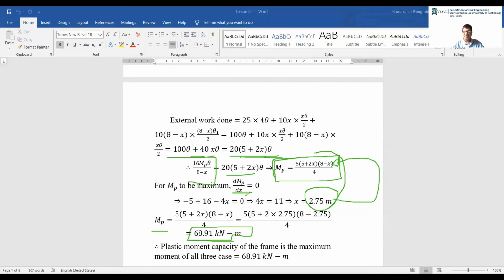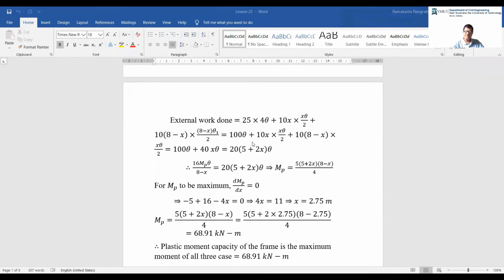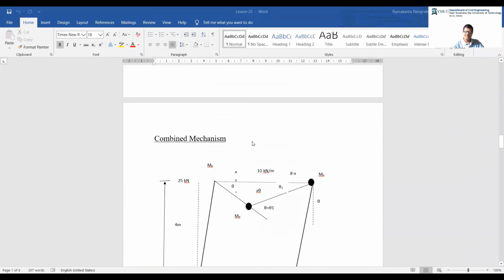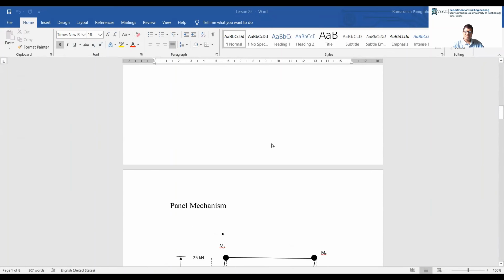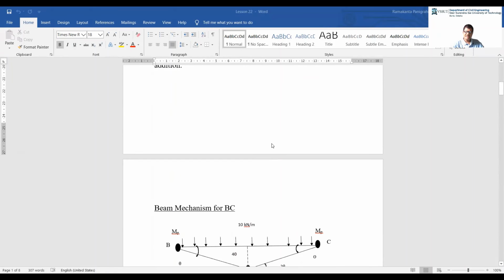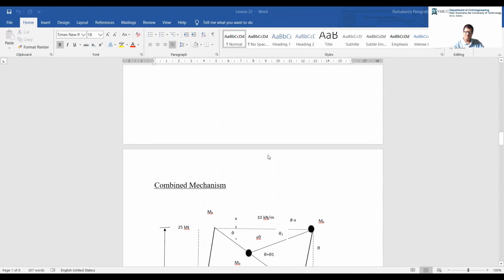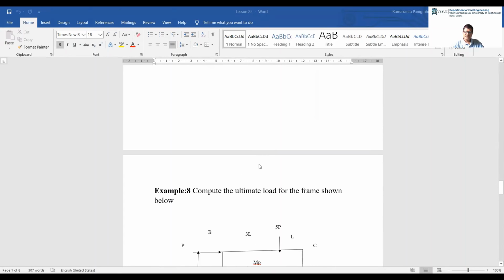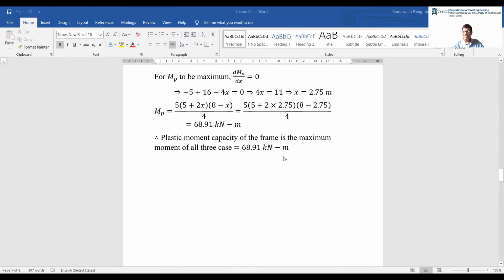That is the plastic moment capacity. Now see what are the other things we have found. If I remember, we had got 40 here, we had got 50 here, 40, 50, and now we combine. We got this value as 68.9. So now the highest or maximum value is 68.91, and that becomes your plastic moment capacity. Taken maximum value.